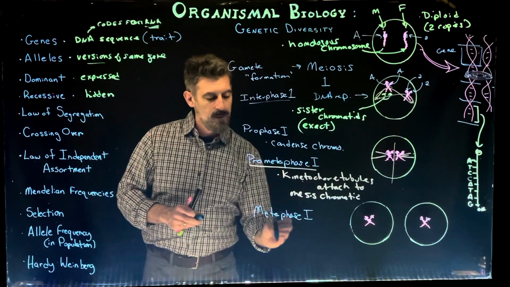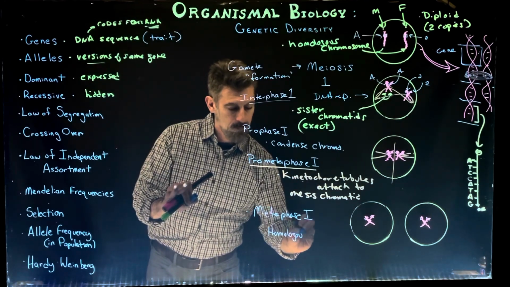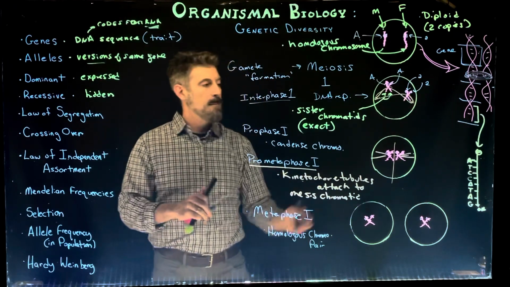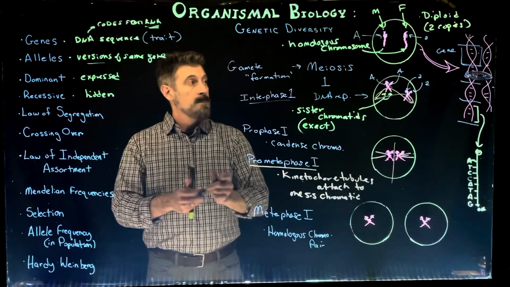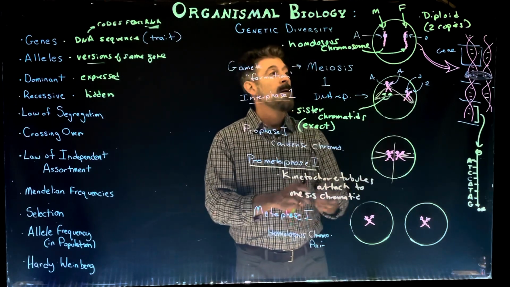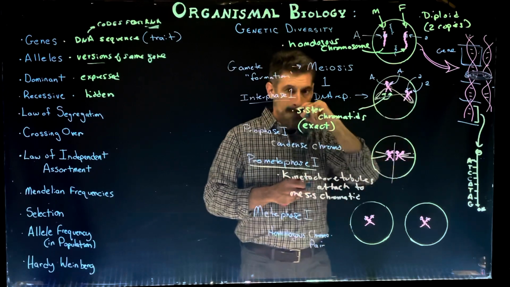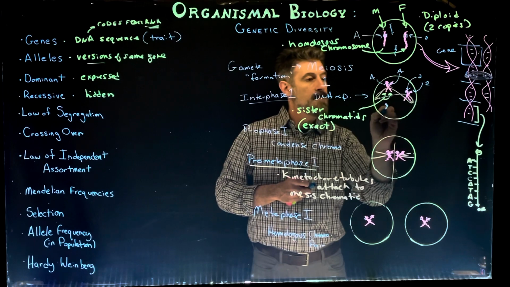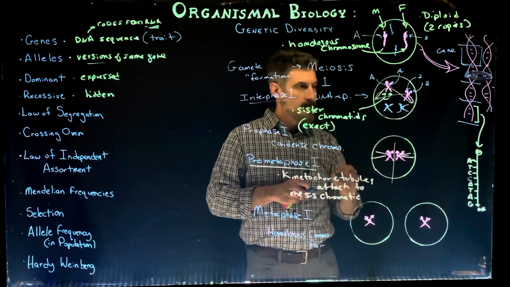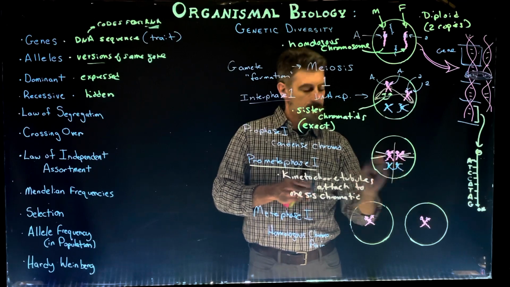So in metaphase 1, homologous chromosomes pair up like this. And if there were more than one chromosome in the cell, so let's say there was another chromosome, then they would duplicate like this, and then they would be lining up here as well.